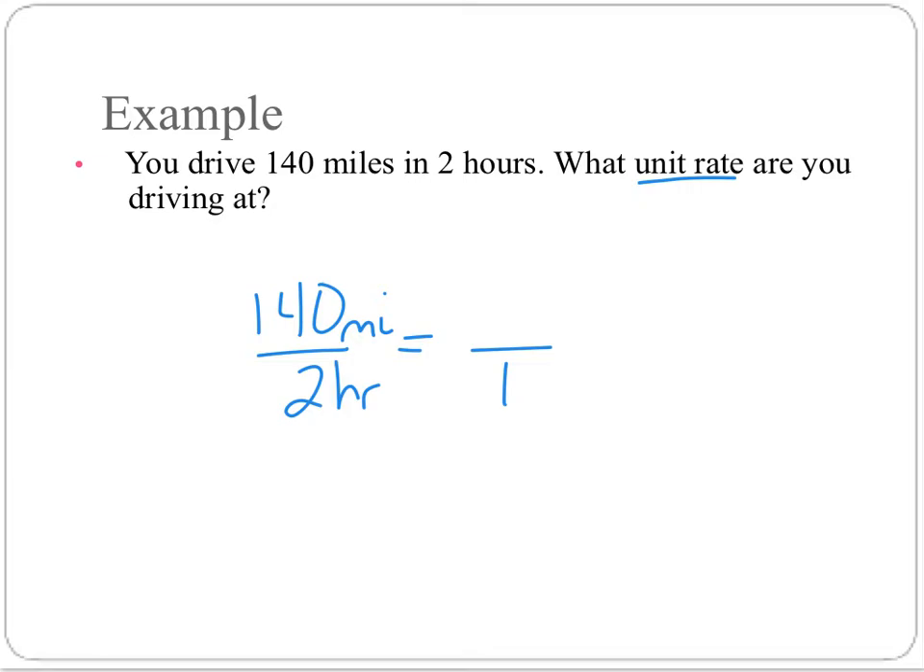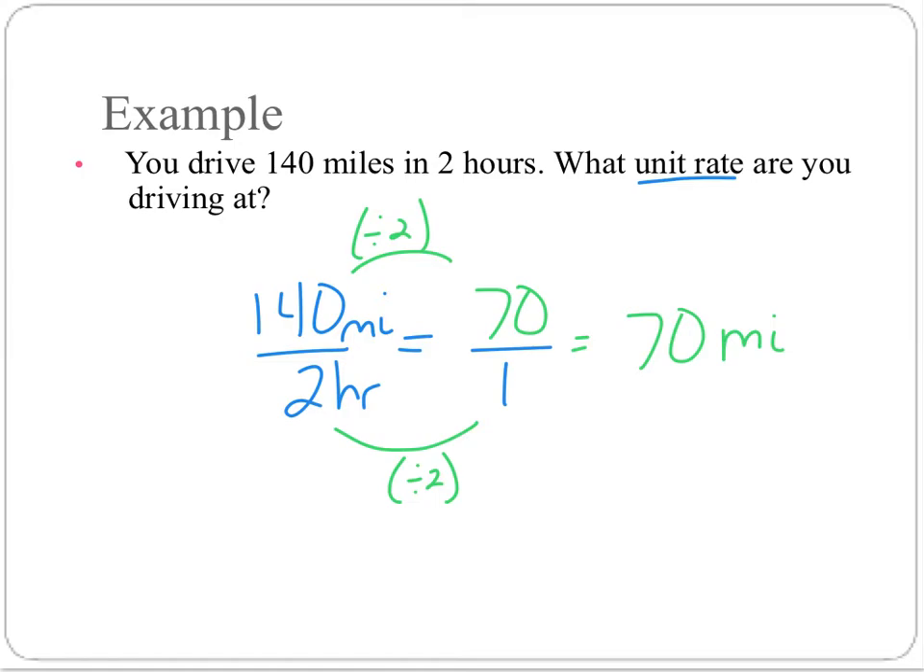You can use proportions. You could also look at this and say, okay, to get from 2 to 1, I divided by 2. So to get from 140 to my unknown, I'm also going to divide by 2 and find out my answer is 70. So my unit rate is 70 miles per hour, per 1 hour.